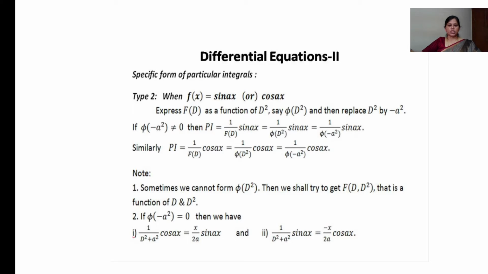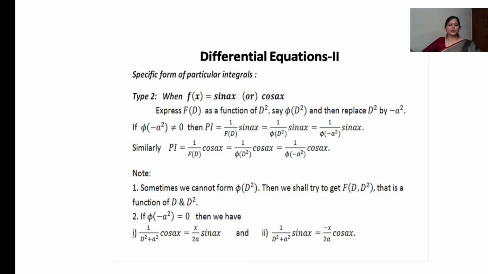Here we have some notes. The first one is that sometimes we cannot form phi of D square, so then we have to try to get f of D comma D square form, that is, a function of D and D square. So if phi of minus a square is equal to 0, then we have 1 by D square plus a square into cos ax is equal to x by 2a sin ax, and 1 over D square plus a square into sin ax is equal to minus x by 2a into cos ax.